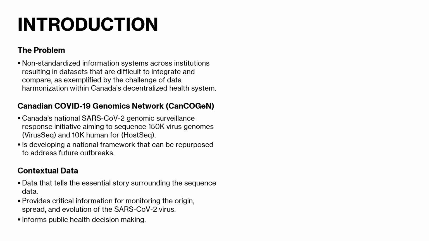It's aiming to sequence 150,000 virus genomes and 10,000 human genomes. It is developing a national surveillance framework that can be repurposed to address future outbreaks. Our team focuses on contextual data, that being the data that tells the essential stories surrounding the sequence data, not the sequence data itself. It provides critical information for monitoring the origin, spread, and evolution of the SARS-CoV-2 virus, and ultimately informs public health decision-making.